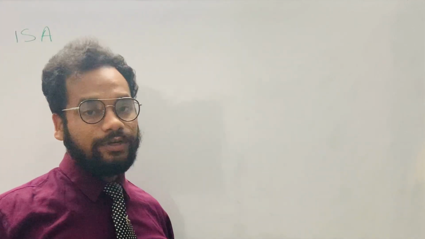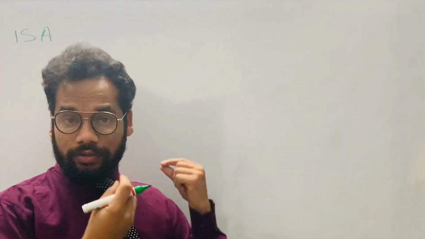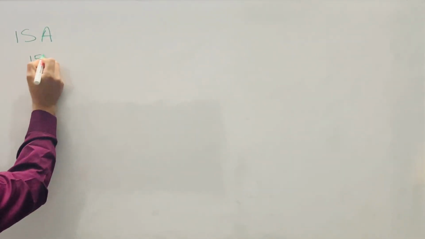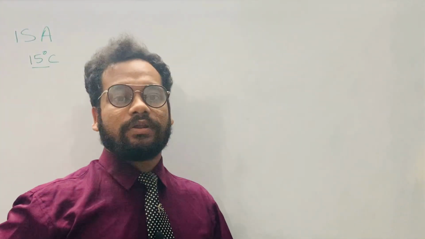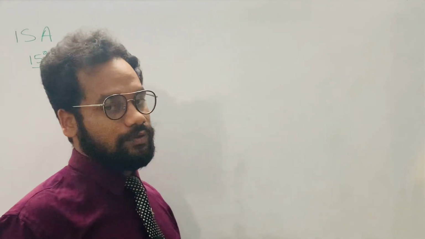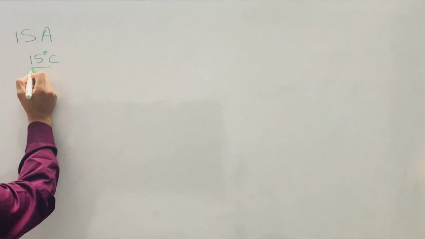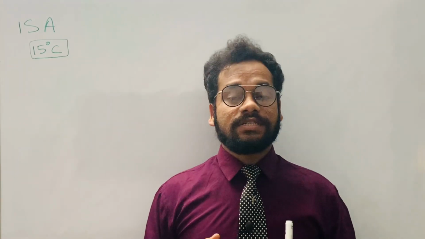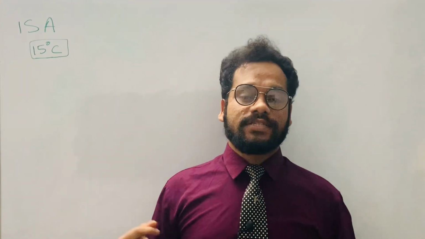So friends, ISA stands for International Standard Atmosphere, and according to the ISA, at sea level the standard temperature is how much? 15 degrees, and that's what you already know. 15 degrees Celsius is the standard temperature, or the temperature at sea level according to the International Standard Atmosphere. So you have to remember this value of 15 degrees Celsius. This 15 degrees Celsius is the ISA temperature at sea level.